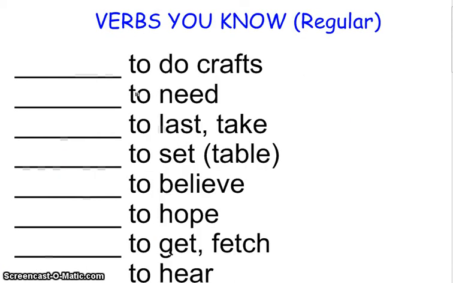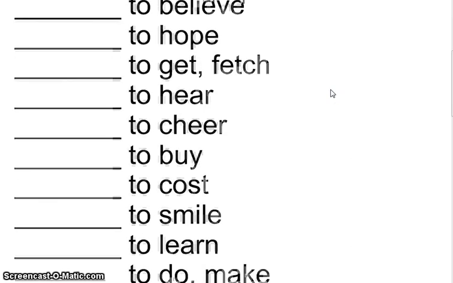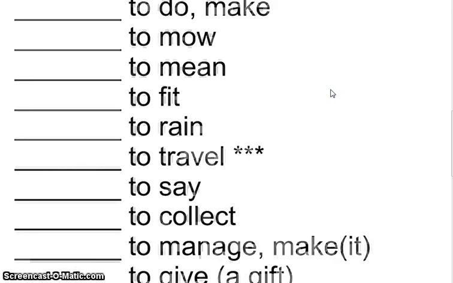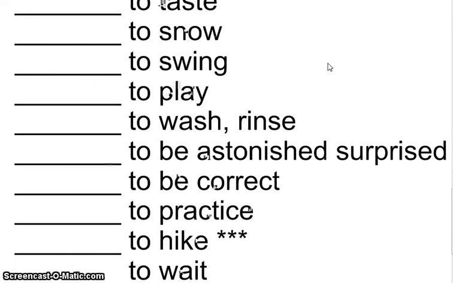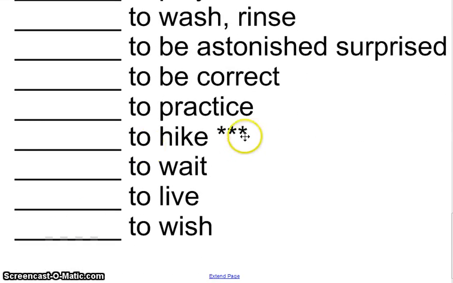These are verbs you already know. I'm asking you right now, these are verbs you already know that are regular, so they're going to follow this pattern with the ge and the t for the most part. So pause this video and look these up and make sure you have them all written down correctly. We'll talk about those triple stars there. And to hike.